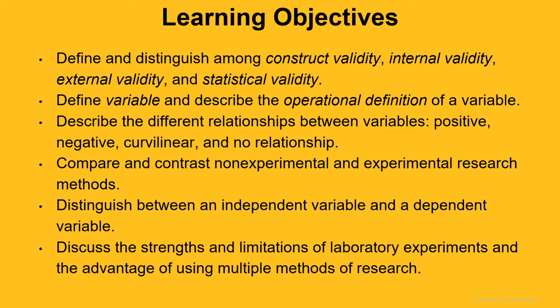One of the most confusing aspects of research methods that students repeatedly have difficulty understanding is the difference between an independent variable and a dependent variable. So we're going to talk about that a little bit here as well, and maybe help clarify and hopefully unconfuse you. Finally, we will talk about the strengths and limitations of laboratory experiments and the advantage of using multiple methods of research.